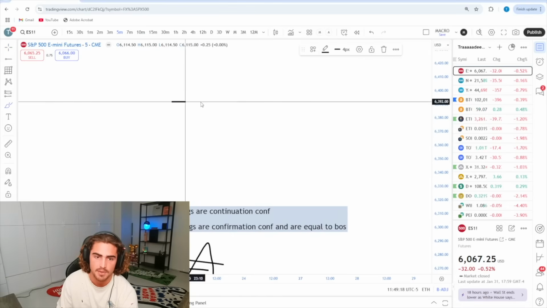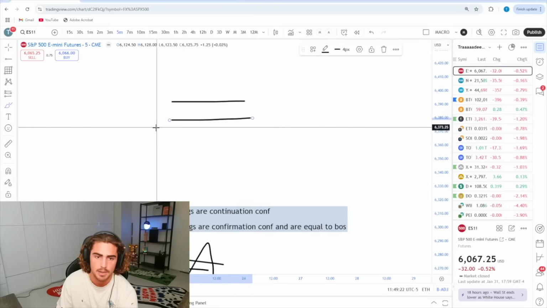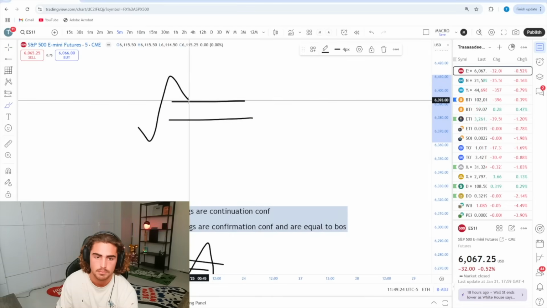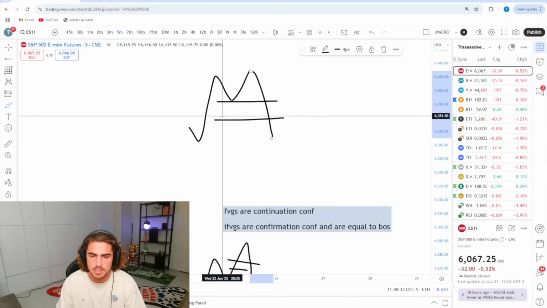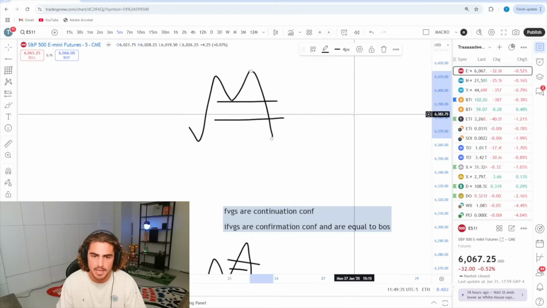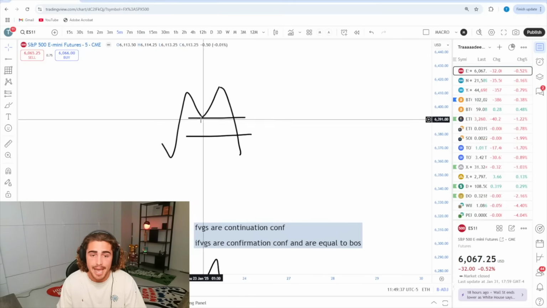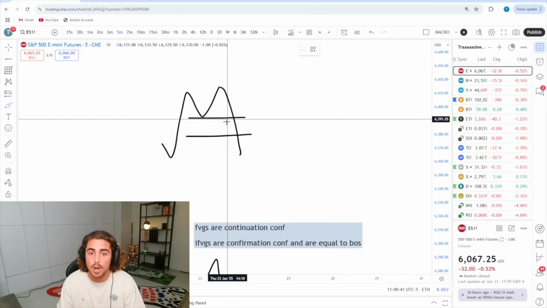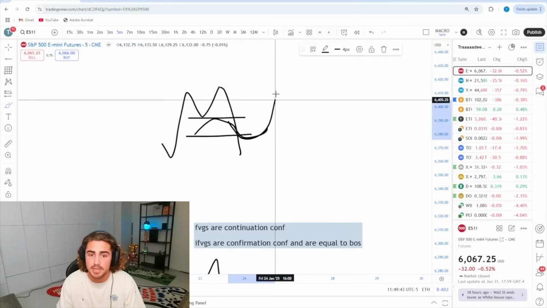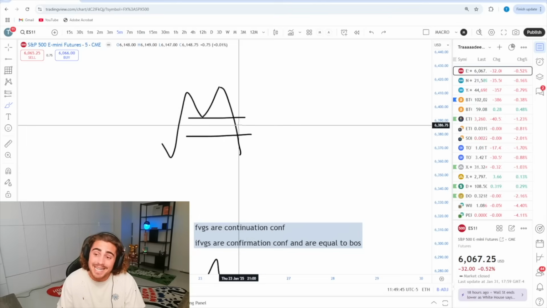So let's say we have a fair value gap right here and we are within an uptrend. And then price comes down and closes underneath this bullish fair value gap. To me, that is showing that we are disrespecting the bullish order flow, because if bullish order flow wanted to be maintained, it would have just filled this and continued higher. But price didn't do that.